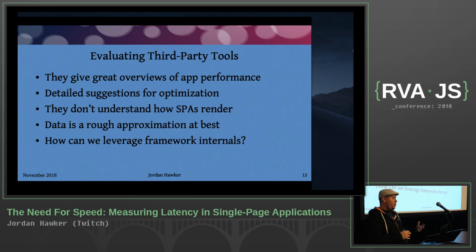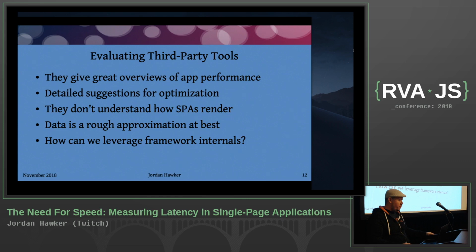get this problem where the numbers that these tools output are sort of an approximation, but because they don't understand how SPAs work, it's not really going to give you accurate data, especially if you wanted to start going to something more granular, like which of my components in my application are the slowest. You know, these tools have no idea what a component is. So how are you going to get that data just from looking at these third-party tools?